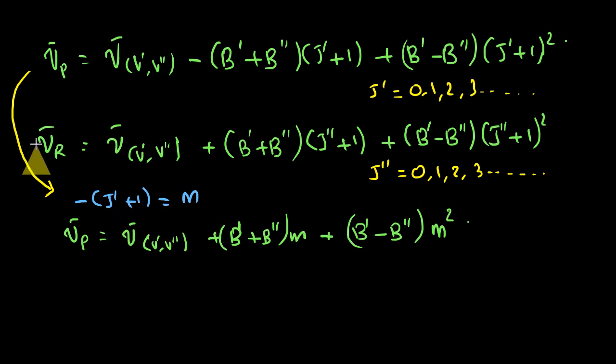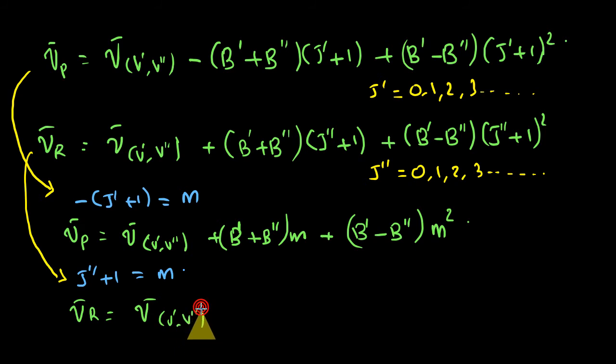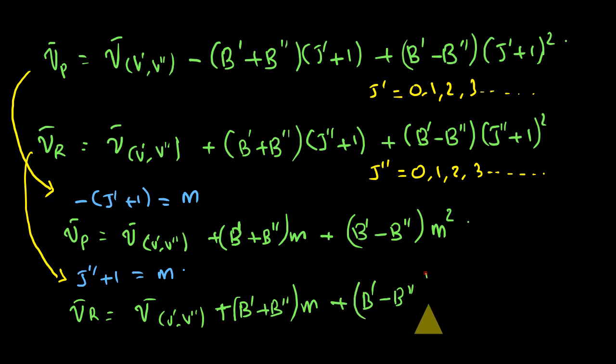And I am going to take the next expression, that is for the R branch. In this expression, I am going to take j double prime plus 1 is equal to m. And what will be the expression then? nu bar R is equal to nu bar v prime v double prime plus b prime plus b double prime into m, plus b prime minus b double prime into m square, where m square is equal to j double prime plus 1 the whole square.